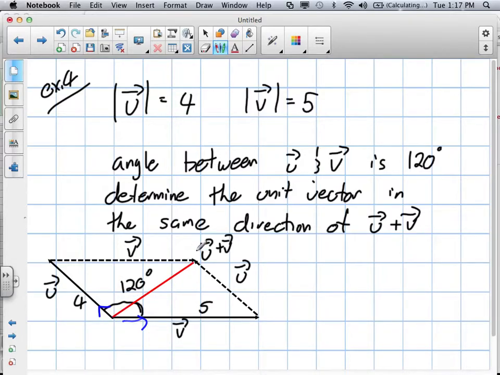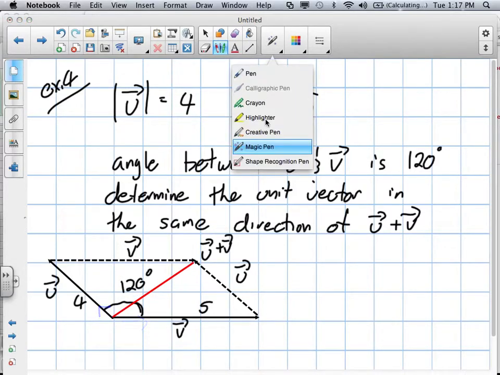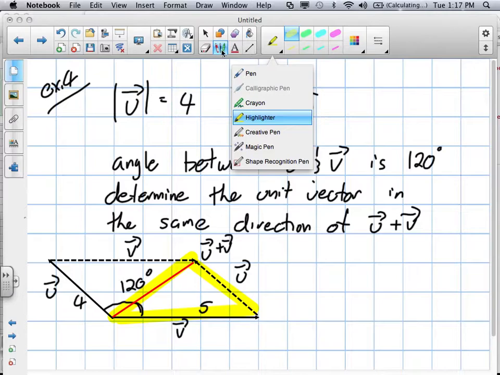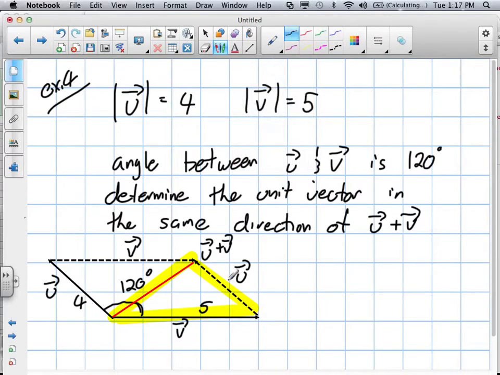So I'm going to highlight a triangle, because again, we're using our triangle rules. We'll call this our triangle here. So we've created a triangle. We know that the magnitude of this is 5. The magnitude of our other u is still 4. First of all, we need to find the magnitude of our u plus v. Okay? And in order to find the magnitude of our u plus v, how are we going to solve that?